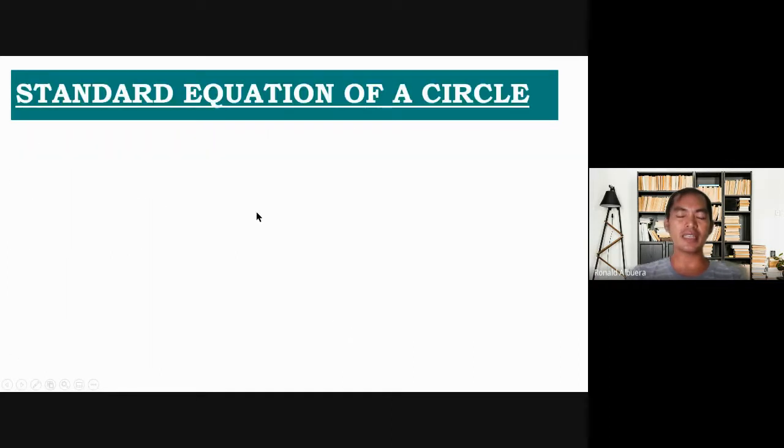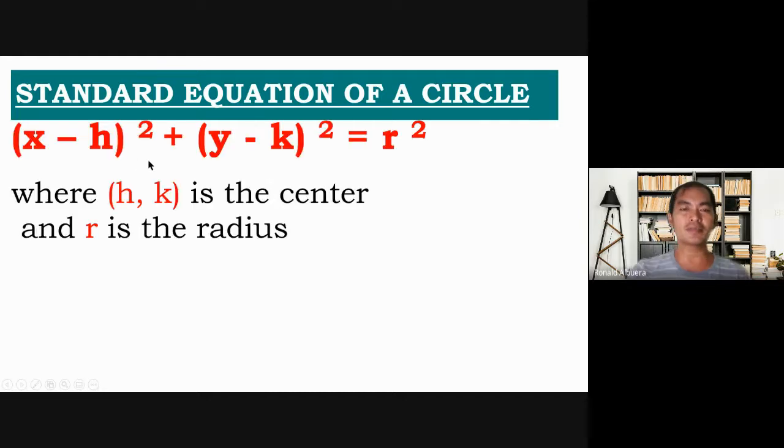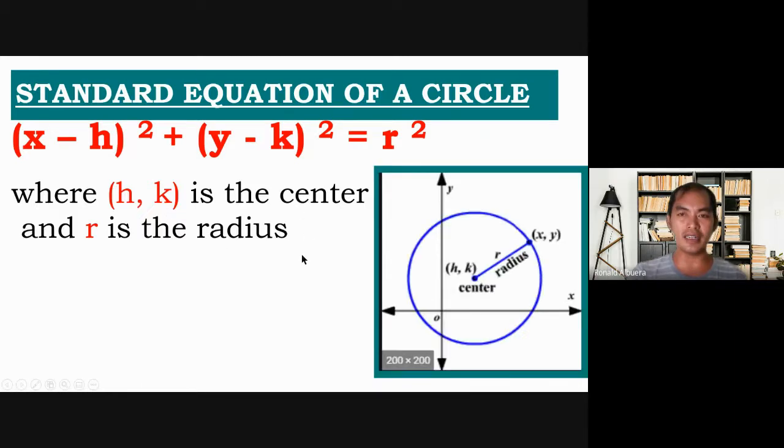We are now on the standard equation of a circle, or this is the center radius form. We have the square of x minus h plus the square of y minus k equals the square of r, or r squared, where the coordinate hk, that's the center, and r is the radius. So we have here the illustration of the circle.